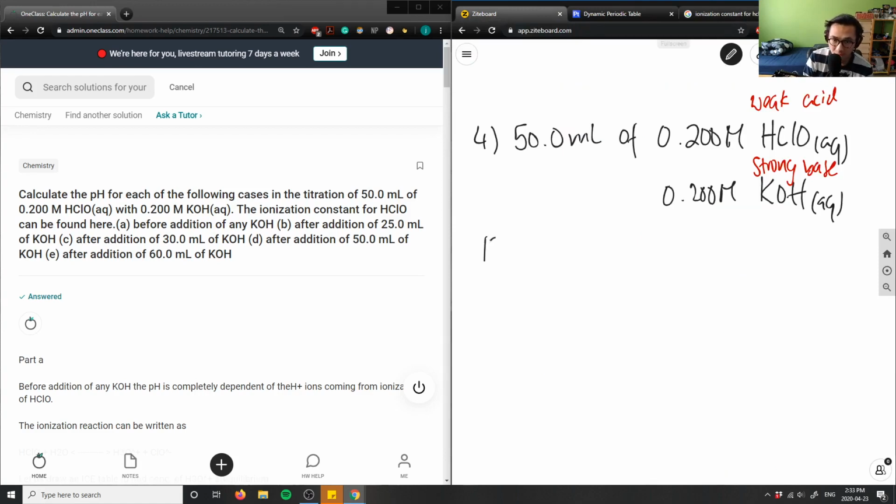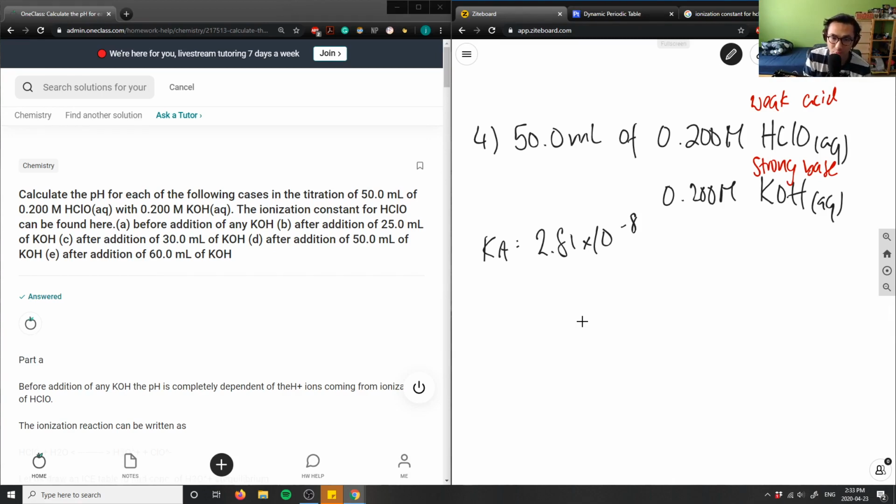So this is the Ka, which is 2.81 times 10 to the negative 8. And it says, okay, so it's asking us part A, which is before addition of any KOH, right? So before we even add base, what is the pH of the solution here? So before we add base, we only have acid. So let's say we only have 50 milliliters of our acid here.